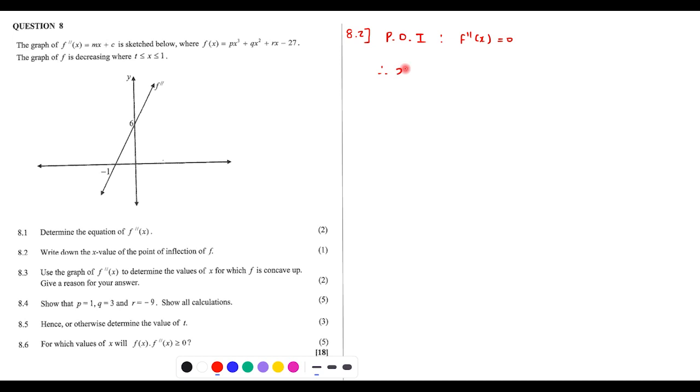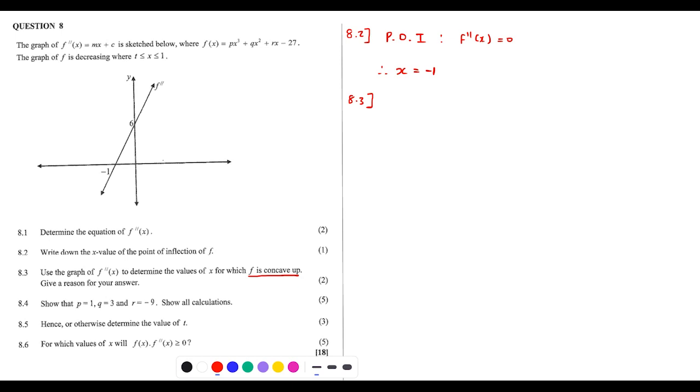So it means now x is going to be equal to -1. Now 8.3, they say use the graph of f double prime x to determine the values of x for which f is concave up, right? Now it says give a reason for your answer.